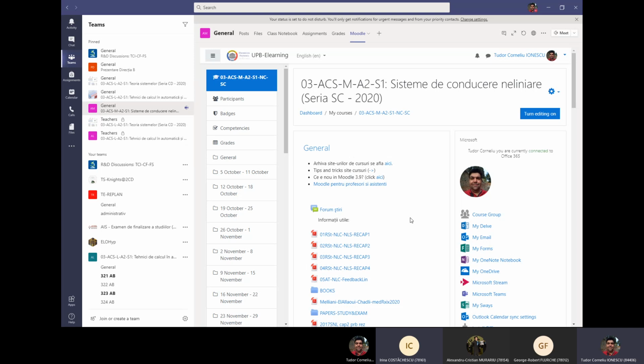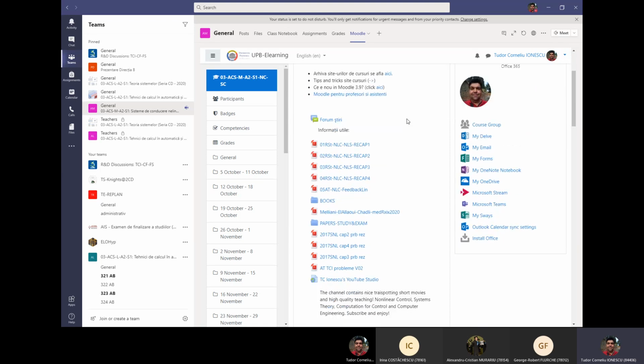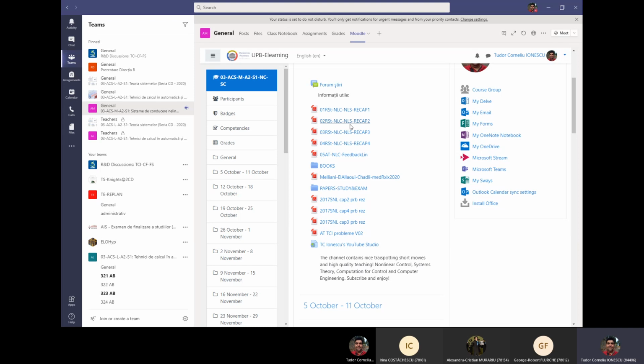Oh, yeah, that's nice. This is your Moodle, the Moodle for nonlinear control systems. I'm afraid the title is written in Romanian. I really don't understand how these things work, because in some parts the title is in English and here the title is in Romanian. Anyway, who cares? In your Moodle, you've got all the 5 chapters we're going to discuss in the beginning.